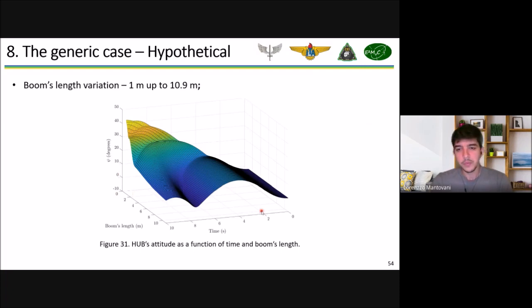So we also have time on this other axis. If you look at this case here, the boom with just 1 meter, when we start to apply the torque to the satellite, it starts to increase its angular position up to almost 40 degrees, and we see some oscillations here due to the non-latching boom.